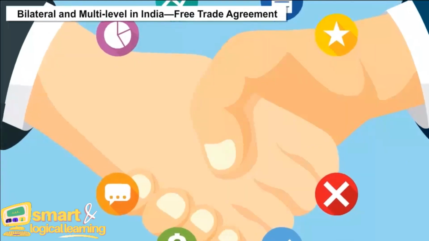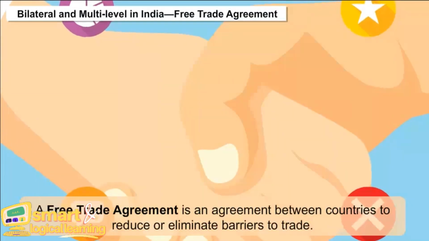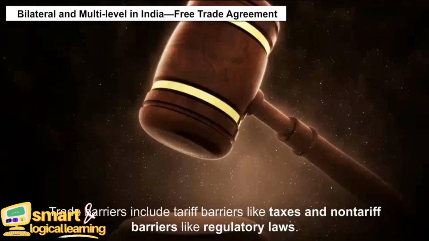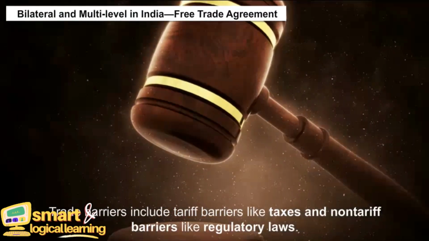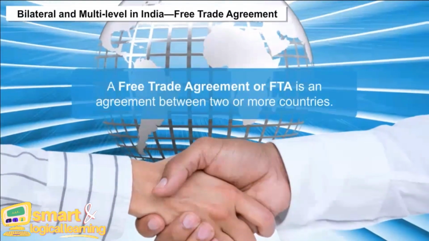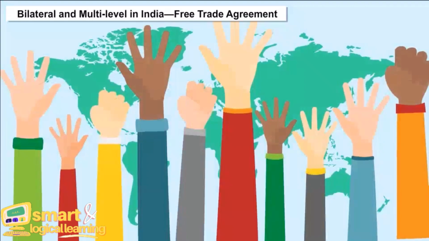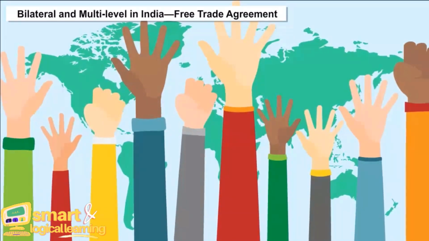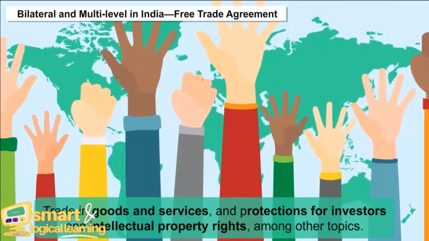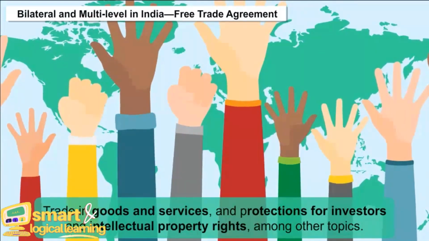Free trade agreement. A free trade agreement is an agreement between countries to reduce or eliminate barriers to trade. Trade barriers include tariff barriers like taxes and non-tariff barriers like regulatory laws. A free trade agreement or FTA is an agreement between two or more countries where the countries agree on certain obligations that affect trade in goods and services and protections for investors and intellectual property rights, among other topics.